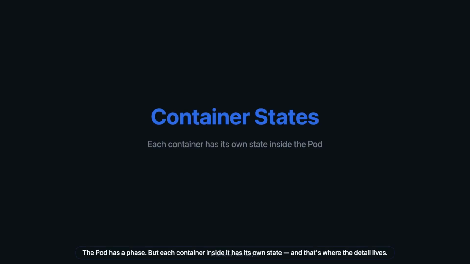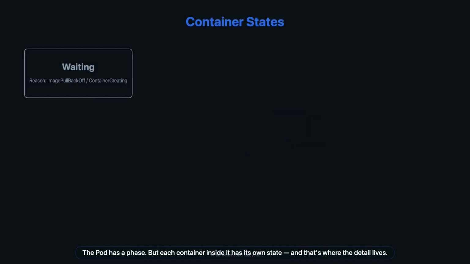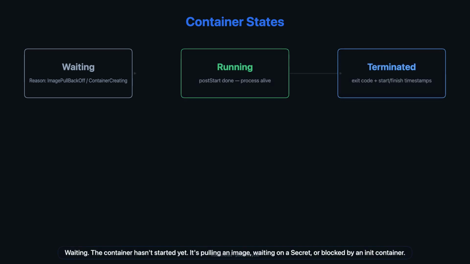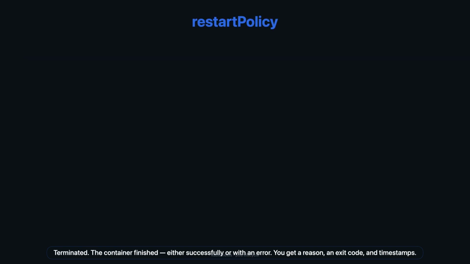The pod has a phase, but each container inside it has its own state, and that's where the detail lies. Waiting: the container hasn't started yet. It's pulling an image, waiting on a secret, or blocked by an init container. Running: the container is executing, the post-start hook has finished, the main process is alive. Terminated: the container finished, either successfully or with an error. You get a reason, an exit code, and timestamps.